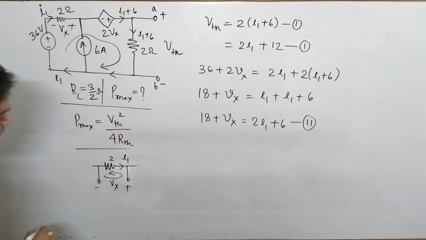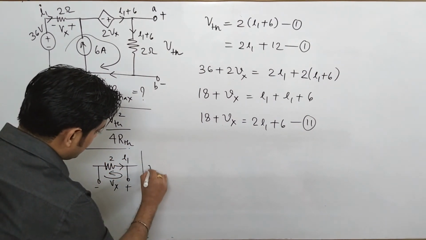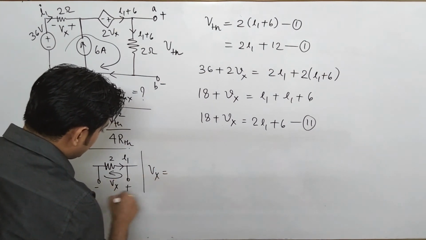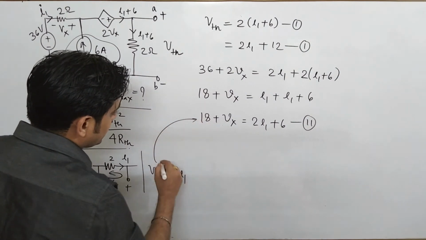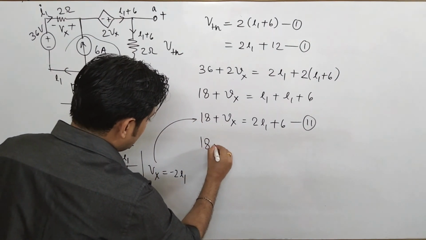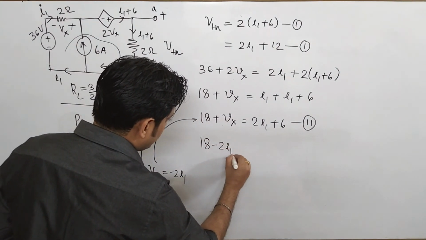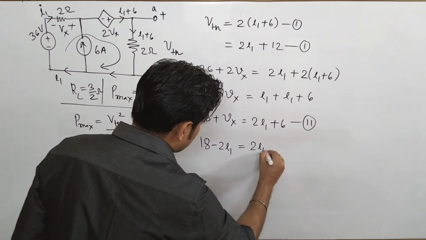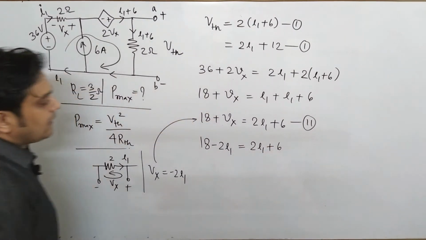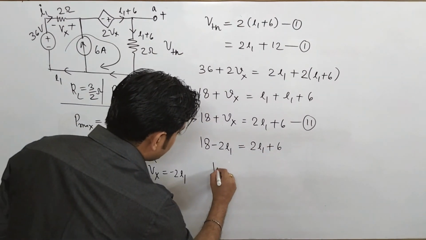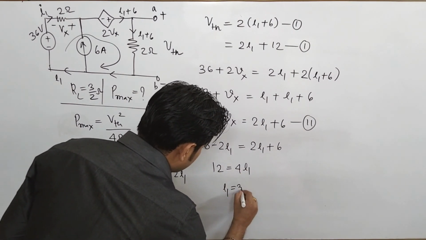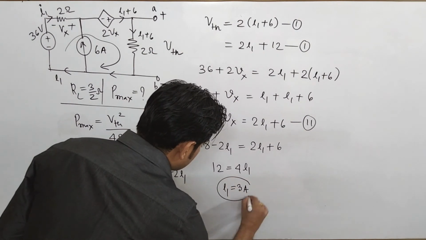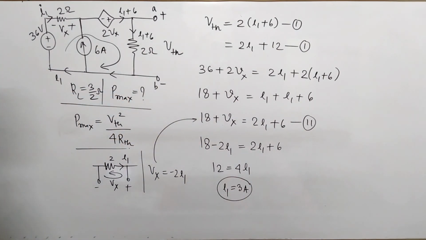So can you apply one loop here? Yes. So the value of Vx comes to be how much? That comes to be minus 2 plus, it is minus of 2 I1. Now I will put this value here. So that comes to be 18 minus 2 I1 is equal to 2 I1 plus 6. And just solve it. It comes to be 12 is equal to 4 I1, or you can say I1 is equal to 3 ampere.